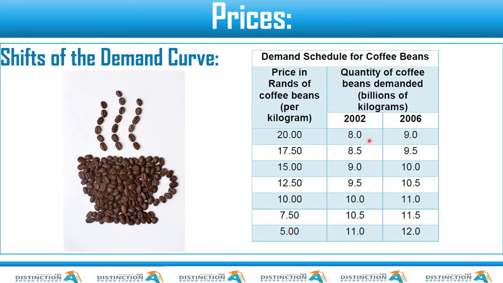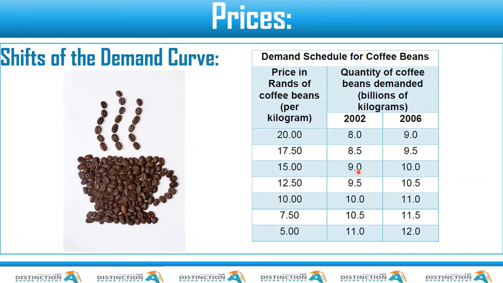Then this is 2002. So what this means basically is, in 2002, the quantity demanded for coffee beans, in billions of kgs, is 8 billion kgs. So 8 billion kgs would be demanded in the whole year of 2002 if coffee beans were 20 rand per kg. Basically, you understand that. Now, if the price was to drop, yes, more would be demanded, which basically explains the law, all other things equal, okay?